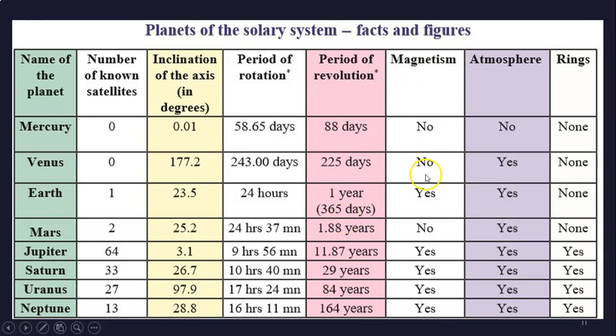Now, in this column, we have whether the planet has magnetism of its own or no. In this column, whether it has atmosphere, and over here, whether the planet has rings or no. My dear students, this is an extremely important table. You can have a look at it. It is in your textbook. So please go through it and study it. Some interesting facts and figures are mentioned over here.